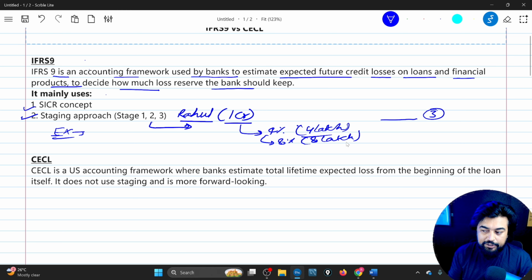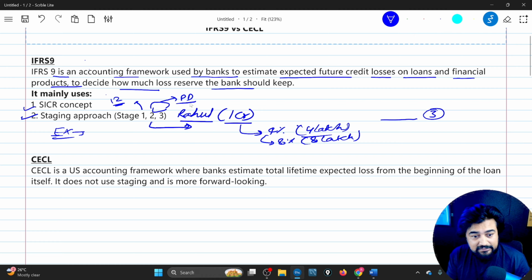Bank has already calculated the probability of default for the lifetime in stage 2. Initially at stage 1, they calculated the probability of default for only 12 months for Rahul. Now in stage 2 and stage 3, they calculate the probability of default for the lifetime of Rahul as a customer. Now the bank feels the risk has increased, right? So the loan has been moving to the further stages.